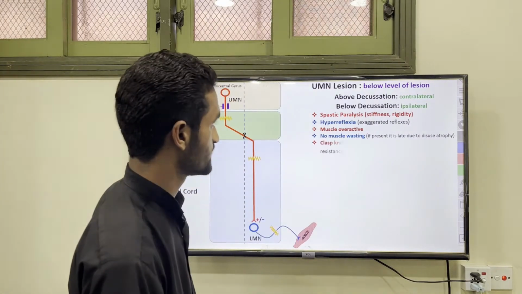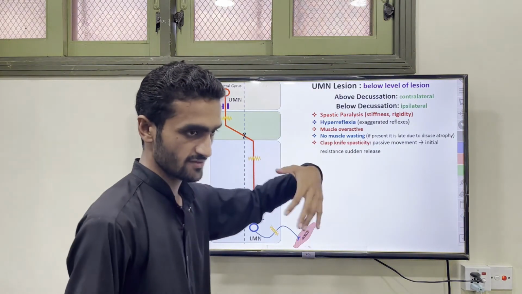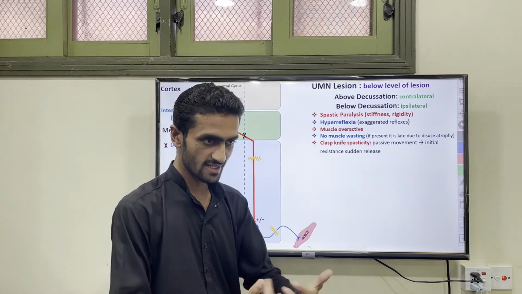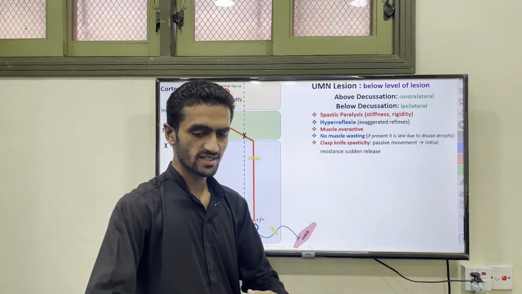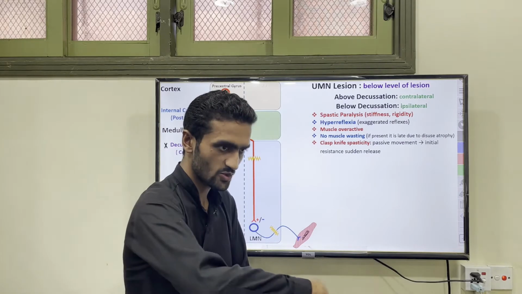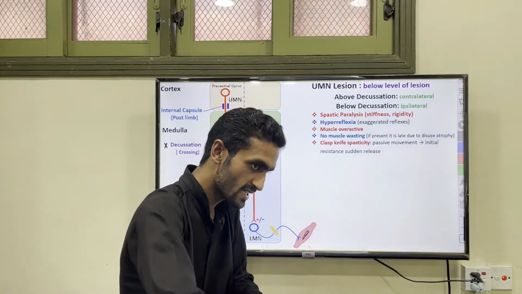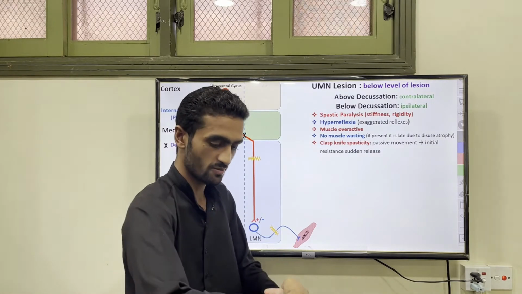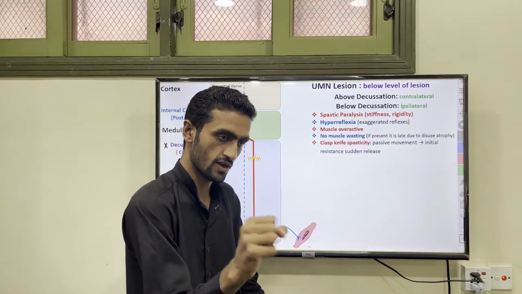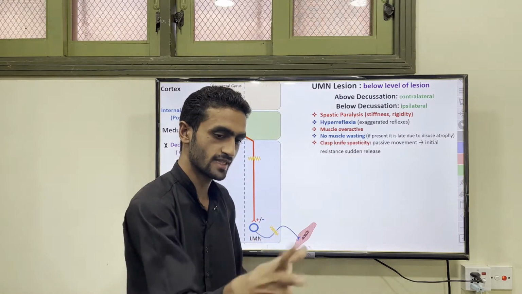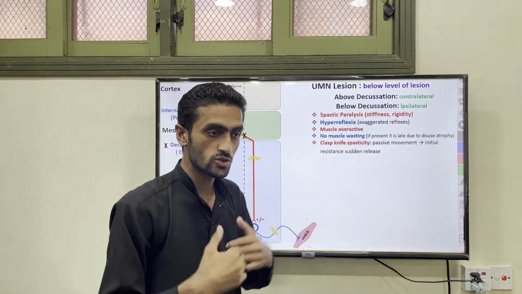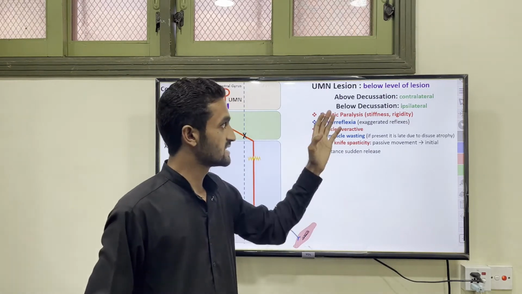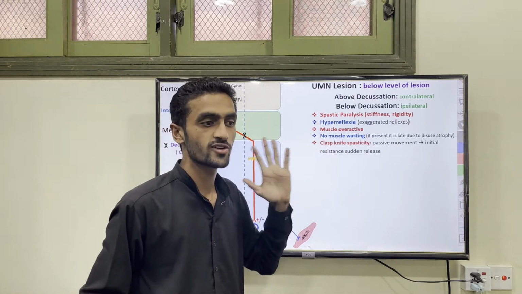Clasp-knife spasticity means there is a problem in the initial movement, then it becomes easier. When you open a pocket knife, there is some resistance in the initial movement, then it gets easier. So there is resistance at the start, then it eases. This is all a condition of the upper motor neuron lesion.